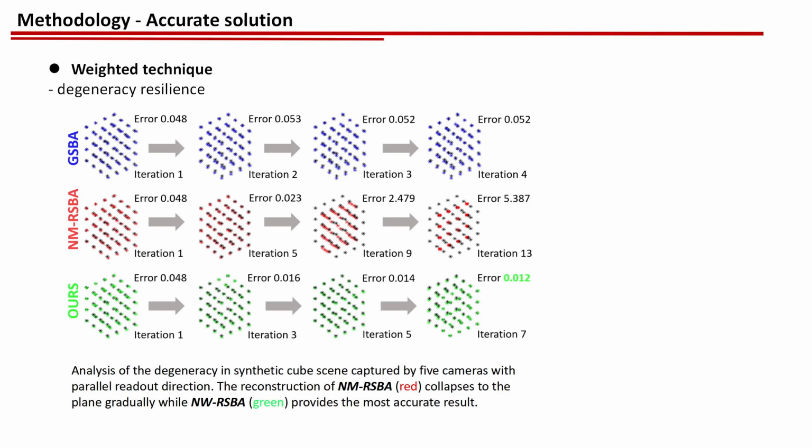We also carry out a qualitative experiment. With the same initialization configuration, GSBA only recovers an unclear structure. NM-RSBA fails with a degenerate solution. NW-RSBA has the most accurate reconstruction results.